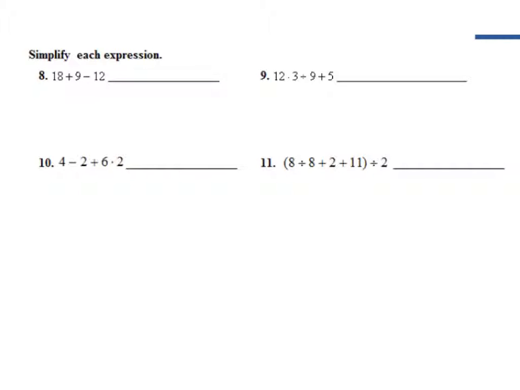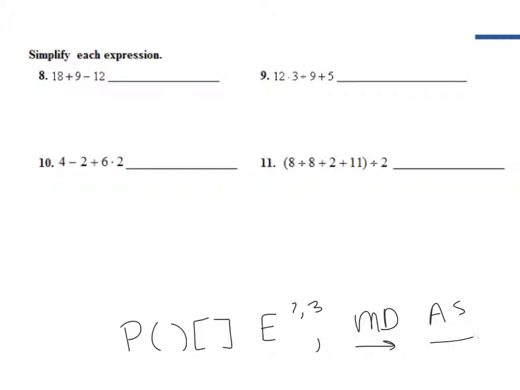Okay, to simplify, we need to use the order of operations, PEMDAS. Parentheses, then exponents, so look for the little 2's and 3's, and then multiply and divide from left to right, and then add and subtract from left to right. So the first thing is addition is going to come first. So it's 27 minus 12. 27 minus 12 is 15. So the answer is 15.